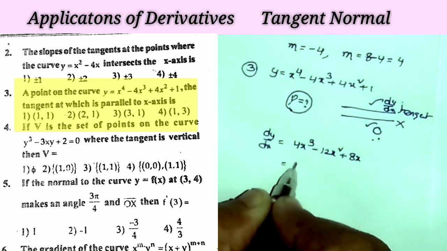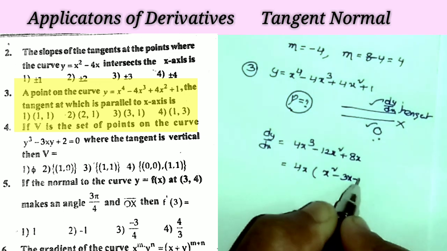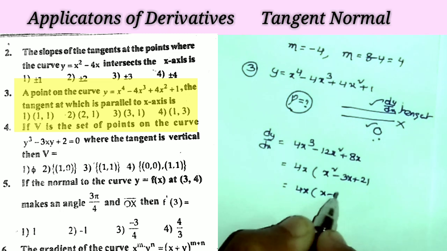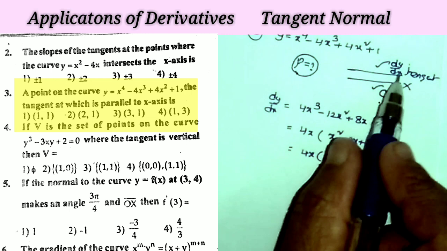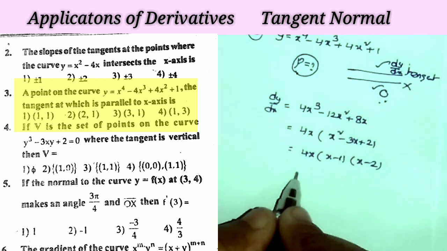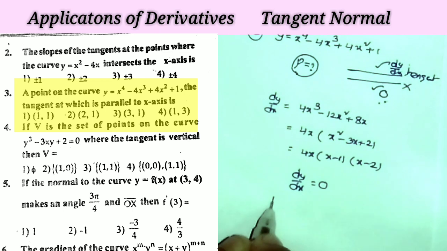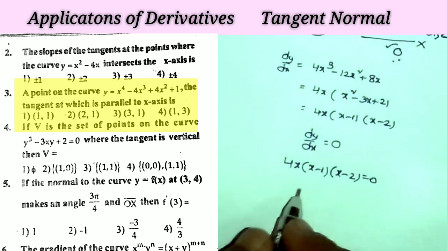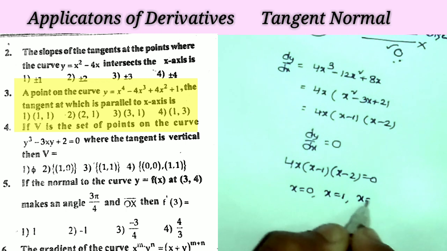Now taking 4x common here, 4x into x square minus 3x plus 2. That is equal to 4x into x minus 1 into x minus 2 after doing the factorization. But what we have here, dy by dx is equal to 0. That is, this value is equal to 0. 4x into x minus 1 into x minus 2 is equal to 0. Then what are the x values here? x is equal to 0, x is equal to 1, x is equal to 2.